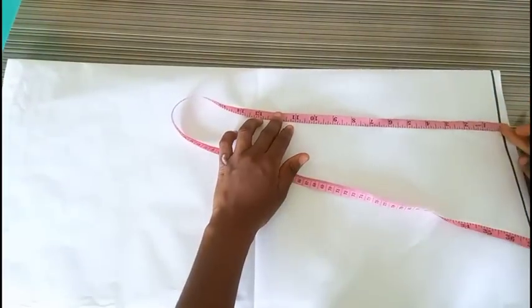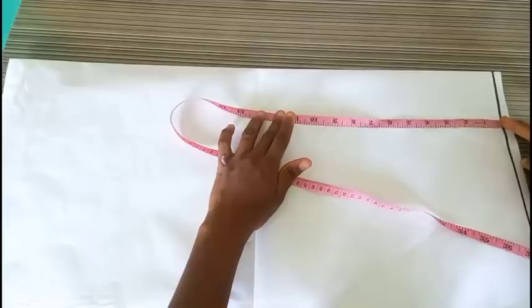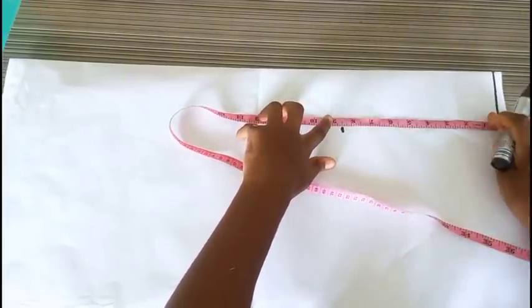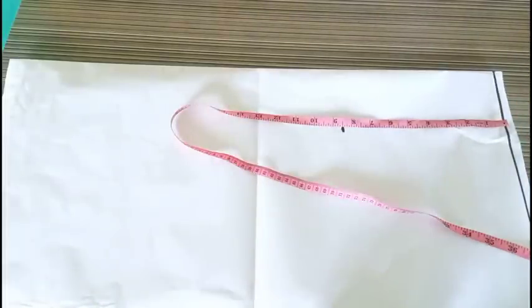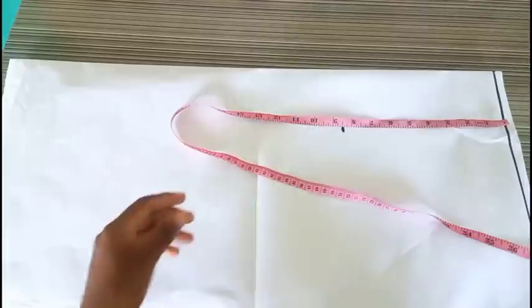So this is going to be my starting point, and the next thing I'm going to be inserting is my hip length, which is 8 inches. Now I'm going to be adding 0.5 to that 8 inches. The 0.5 is for my sewing allowance, so I don't want it to be shorter than what I want.